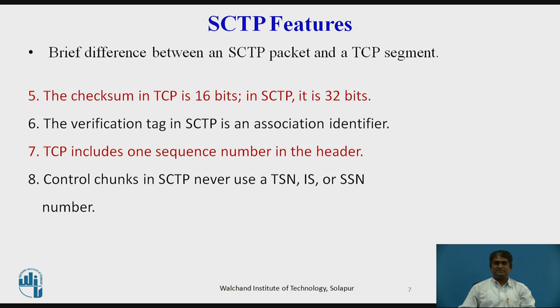The last difference is that some segments in TCP that carry control information, such as SYN or FIN segments, need to consume one sequence number. Control chunks in SCTP never use a TSN, SI, or SSN number. These three identifiers belong only to data chunks, not to the whole packet. Here you have to note that in SCTP, control information and data information are carried in separate chunks.